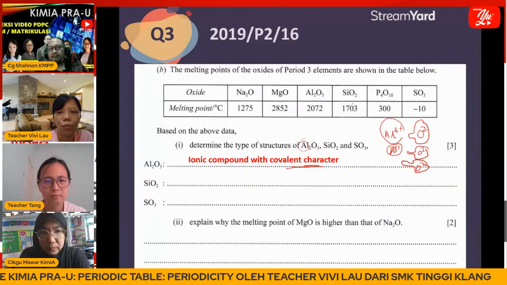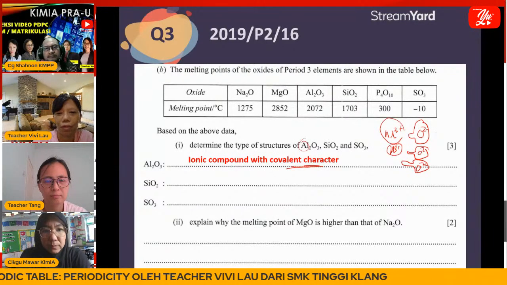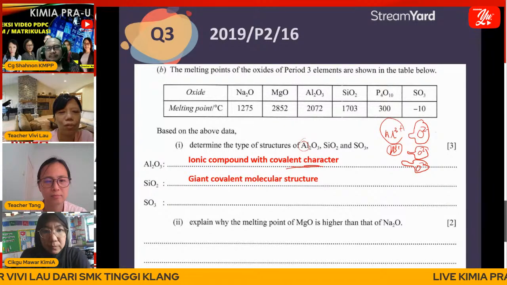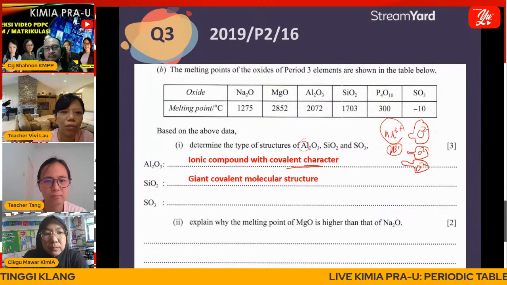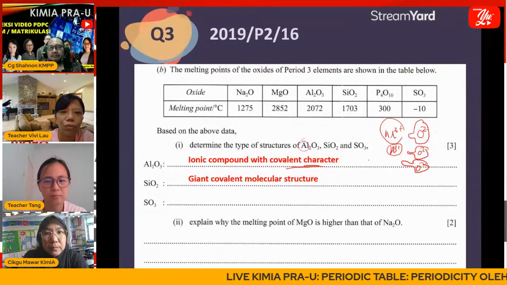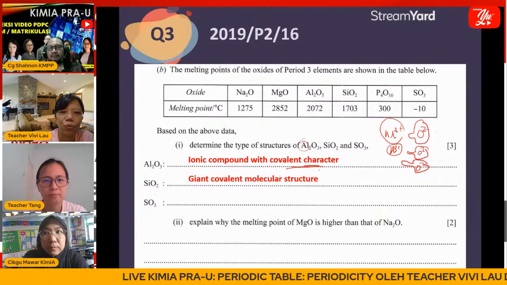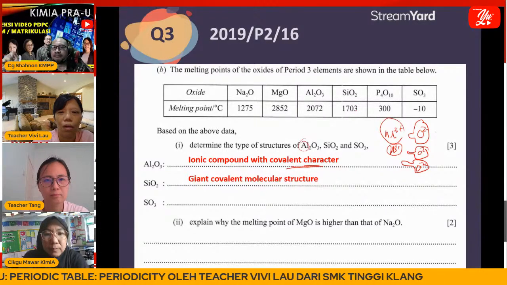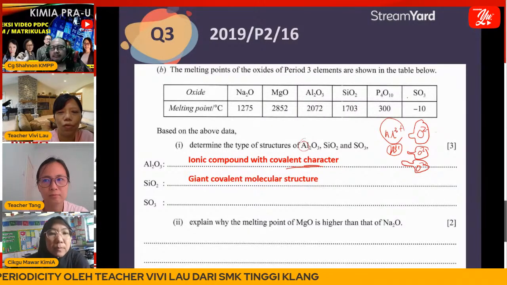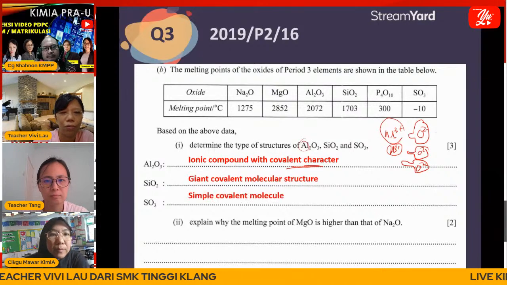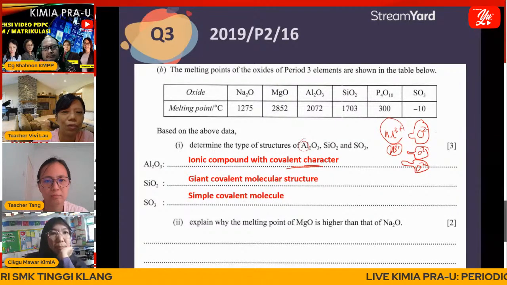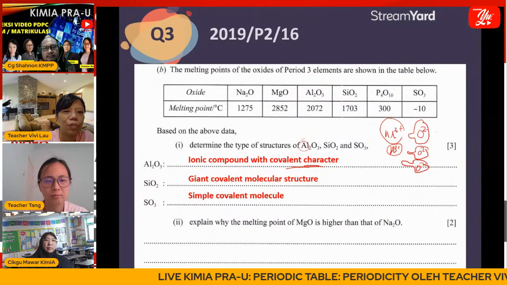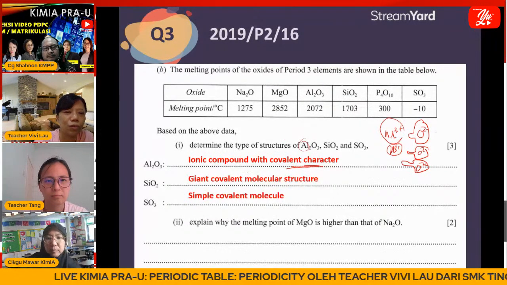Then SiO2 is a giant covalent molecule. So you need to break the strong covalent bonds between the atoms, so you will have a high melting point also. Sulfur trioxide is a simple covalent molecule, so you write simple covalent molecule. It will have weak van der Waals forces. Here it asks you to determine the type, so you no need to explain. Just write the structure.